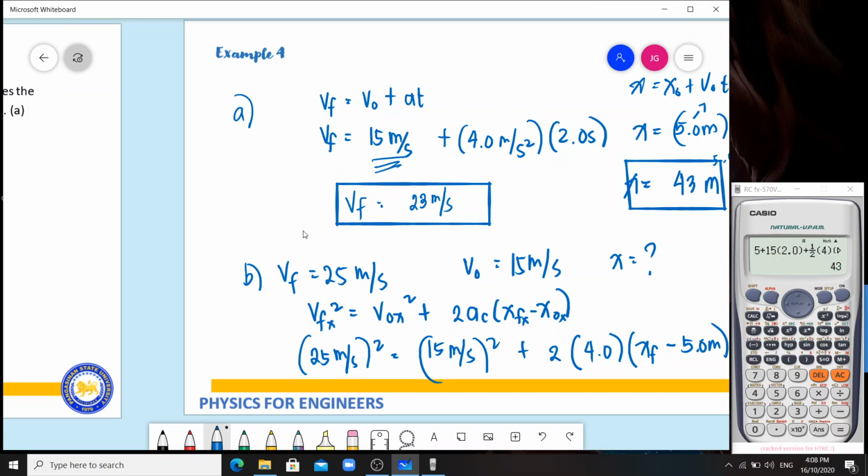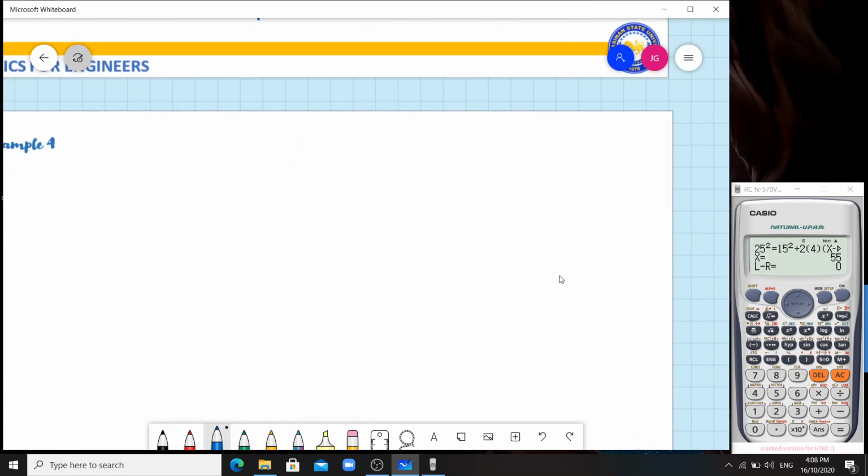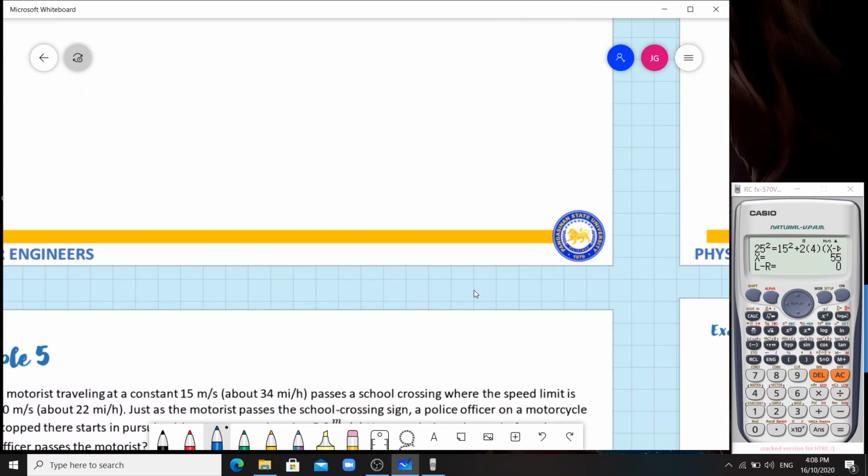So, given that, 25 squared equals 15 squared plus 2 times 4 times x minus 5. Shift solve. 55. Yung final destination daw niya ay nasa 55 meters siya nung speed niya ay 25 meters per second. So, yan, that's the final answer. So, next, okay na yung example number 4. Dito na tayo sa example number 5.